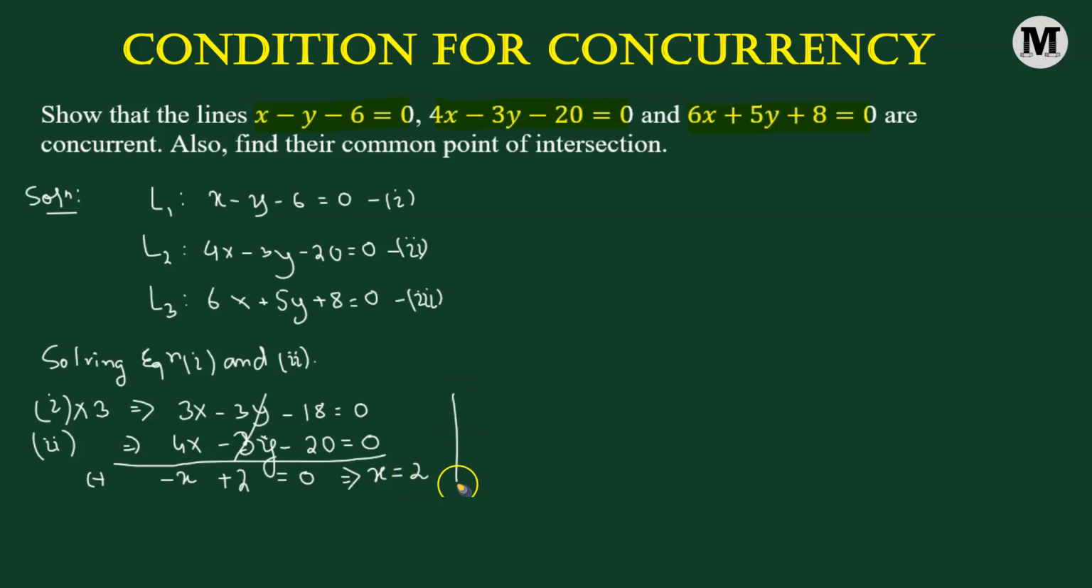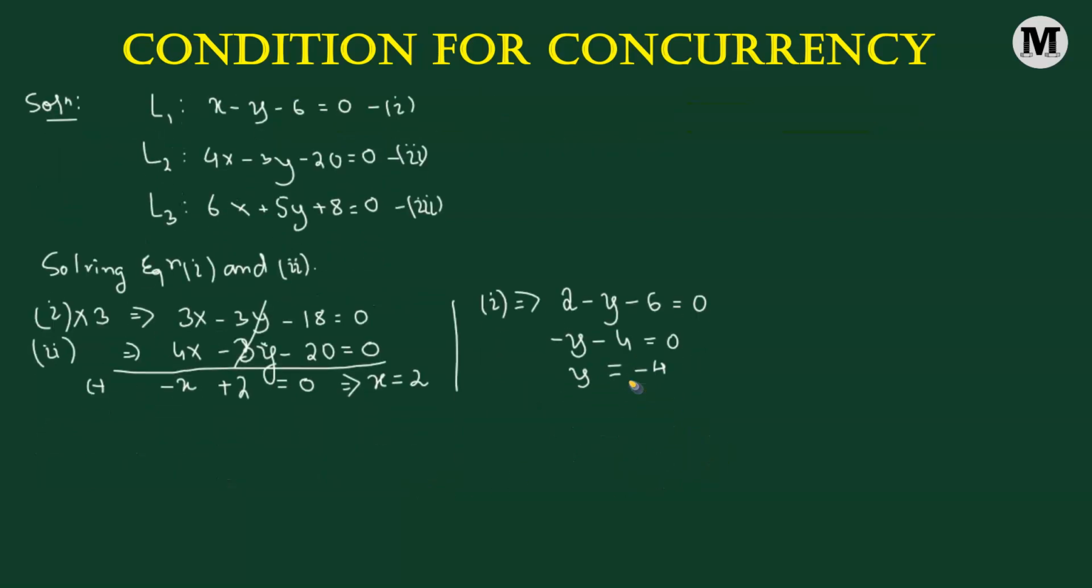Now, in order to find out the value of y, we can substitute x with 2 in either equation 1 or 2. So let's go with equation number 1. That's a simple one. So equation number 1 gives us 2 minus y minus 6 equals 0. So we have negative y minus 4 equals 0, which means that y is going to be negative 4. So now we have found the value of x and y. So we can say that x comma y, or the point 2 comma negative 4, is going to be the common point of intersection of line L1 and L2.